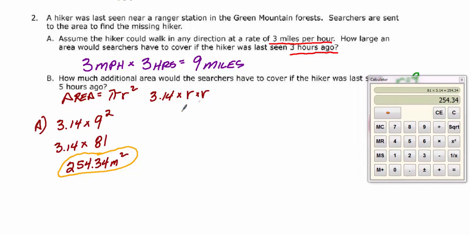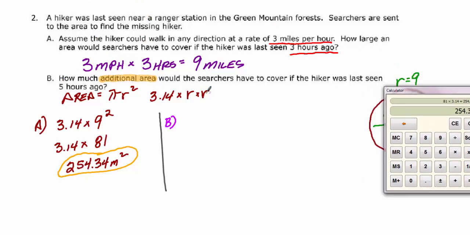For part B, let's separate this out. For part B, it says how much additional area. So again, they're not asking how much, they're asking how much additional. How much additional area would the searchers have to cover if the hiker was last seen 5 hours ago? So we're going to have the same 3 miles per hour, but this time times 5 hours. So we have a new radius of 15 miles.